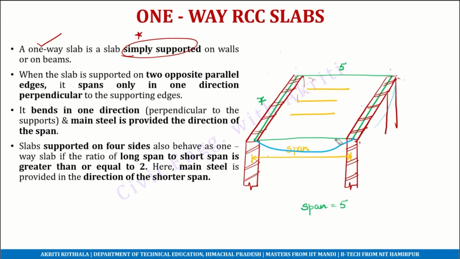Why won't it bend in this direction? Because it is being continuously supported. This is a wall right here. So it bends in one direction perpendicular to the supports. Obviously this direction is perpendicular to the supports. So now why is this important?